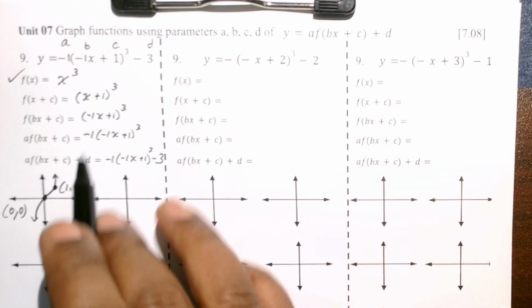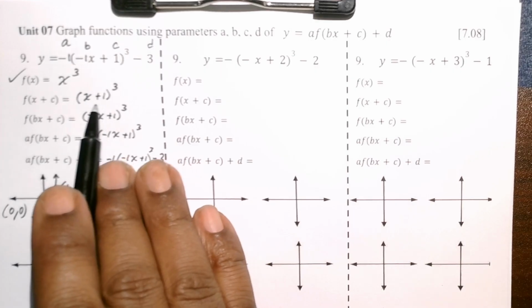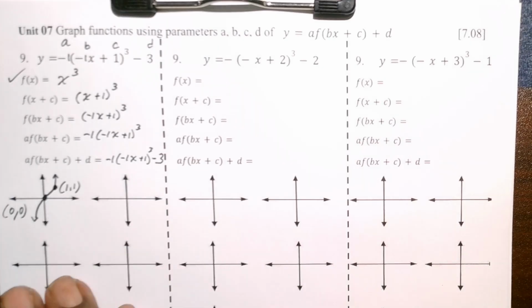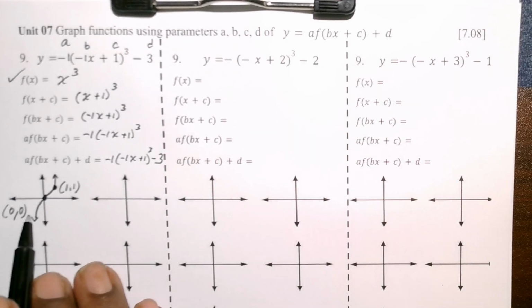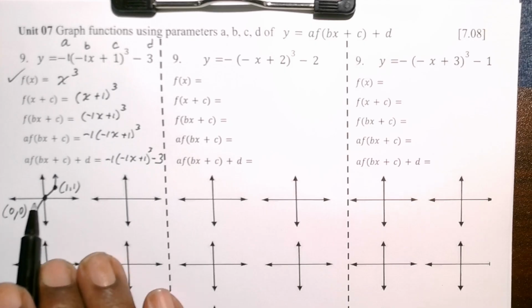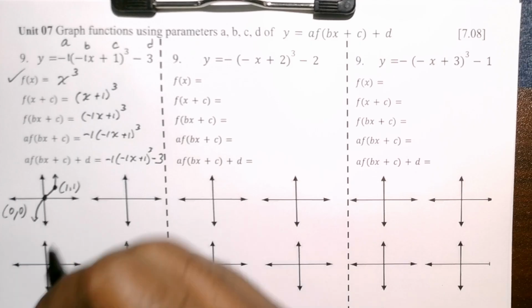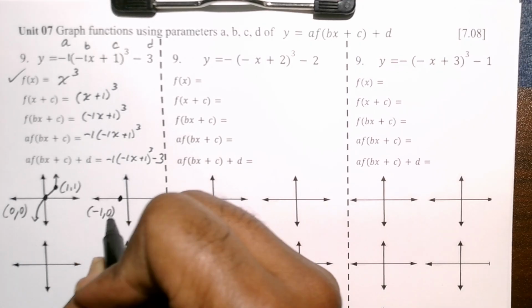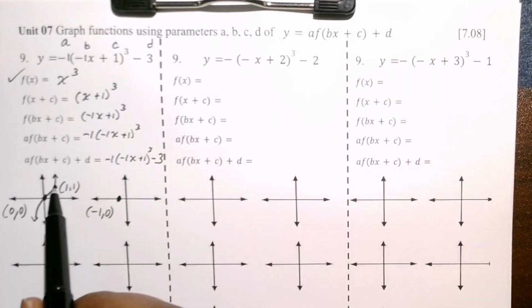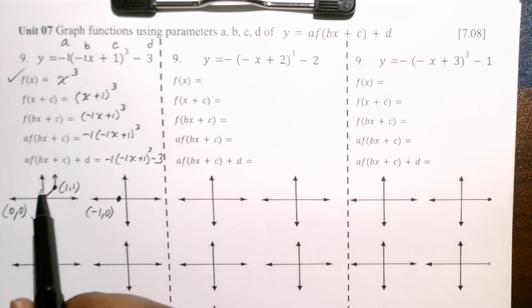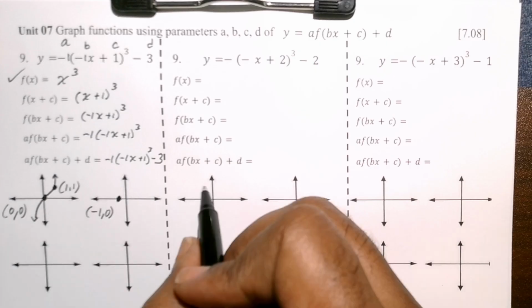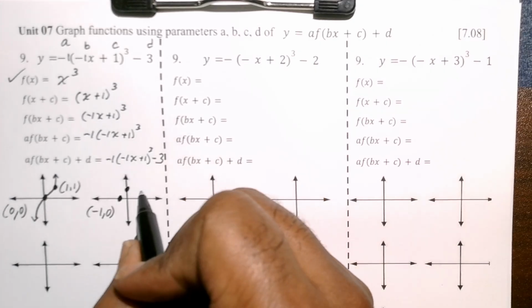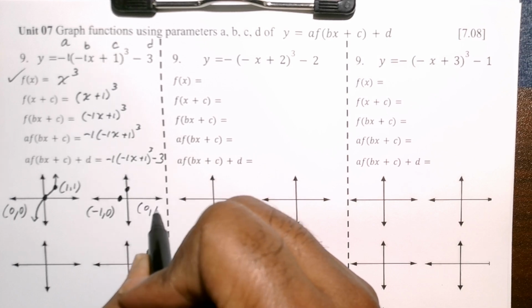All right. Next, the C parameter plus 1 will move everything over one time to the right, to the left, move everything to the left. So my 0, 0 is going to become negative 1, 0. So let's put a negative 1, 0 here. And my 1, 1 is going to move over to the left one time and become 0, 1. So that's now 0, 1.